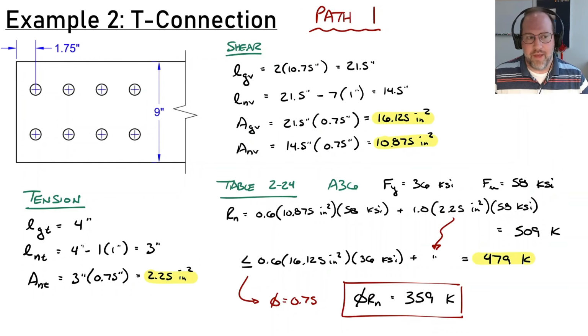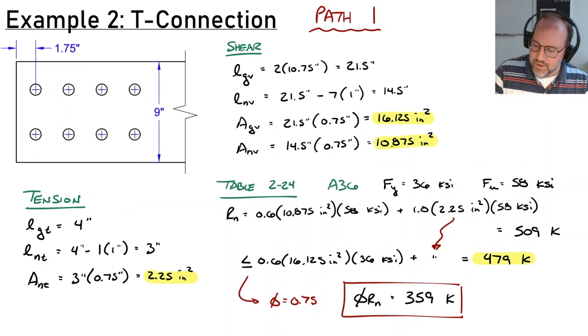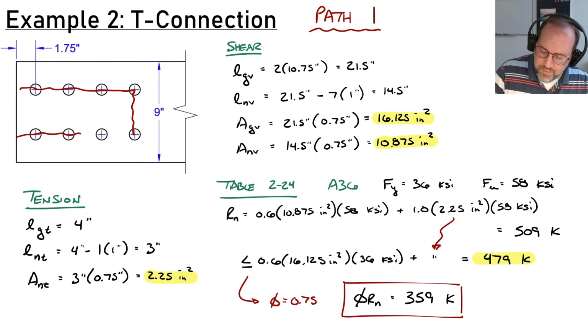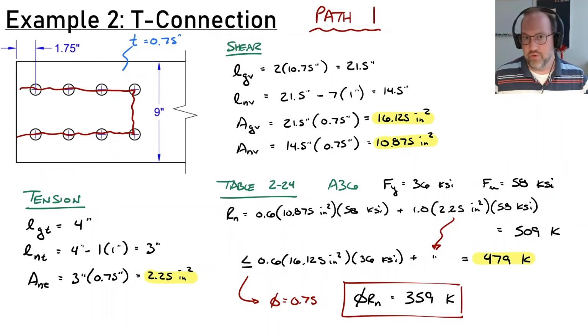Now we have 2 paths to check for our plate. So let's look at path 1 for this plate. Path 1 we're going to assume is going to be this one right here. So it's the U-shaped path. I had defined this plate to be 0.75 inches thick. I just chose that for this particular example.